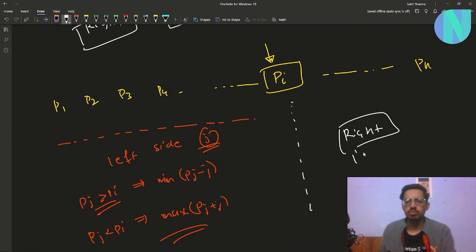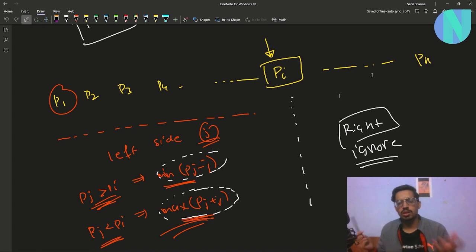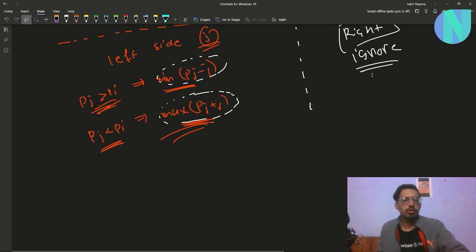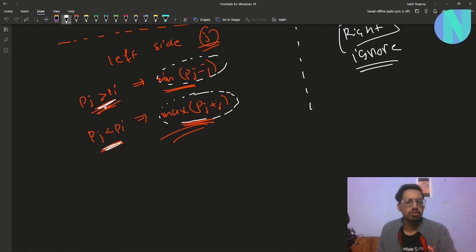Because to solve the right side you can just reverse the array, right? Just reverse the array and you can do the same logic again. If you want to understand the logic, we can just look at the left side, and once you understand the logic on the left side, you can easily extend that to the right side as well, right? So let's only look at the left side for now. We have 2 cases where pj is more than pi and pj is less than pi. For pj greater than pi, you have to keep track of minimum of pj minus j, and for the other case you have to compute maximum of pj plus j.